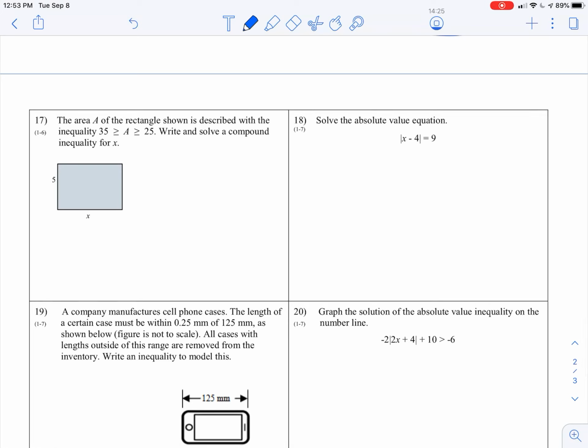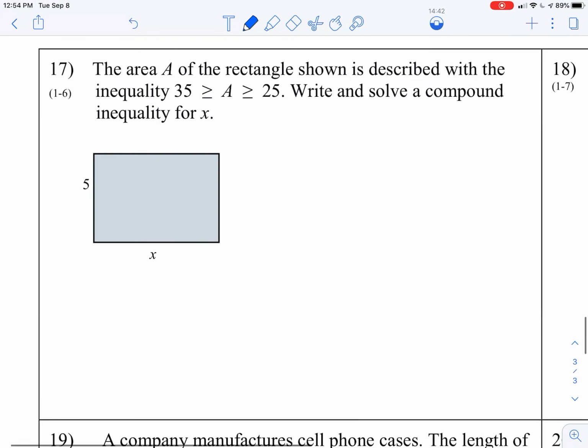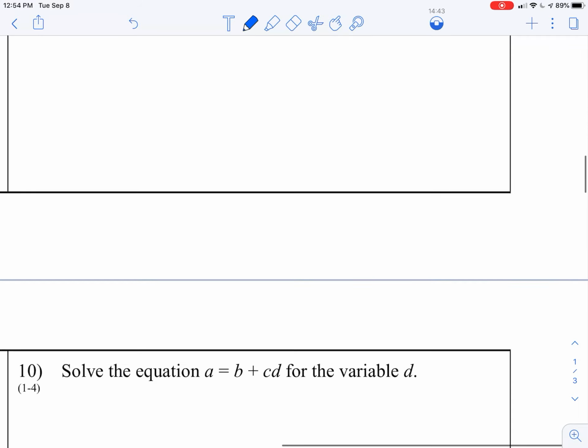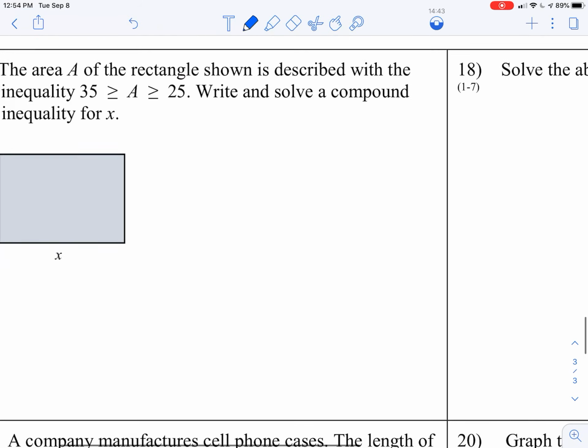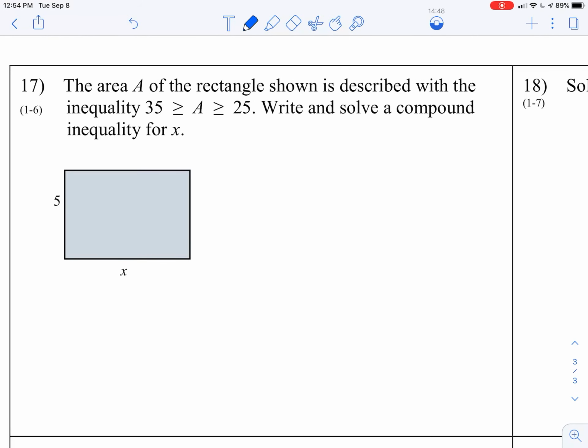Number 17. The area, they're calling it by a capital letter A, of the rectangle shown is described with the inequality 35 is greater than or equal to A, which is greater than or equal to 25. We want to write and solve a compound inequality for x. I would have liked to have seen how you guys would have handled this one. It's really not as difficult as you may think.